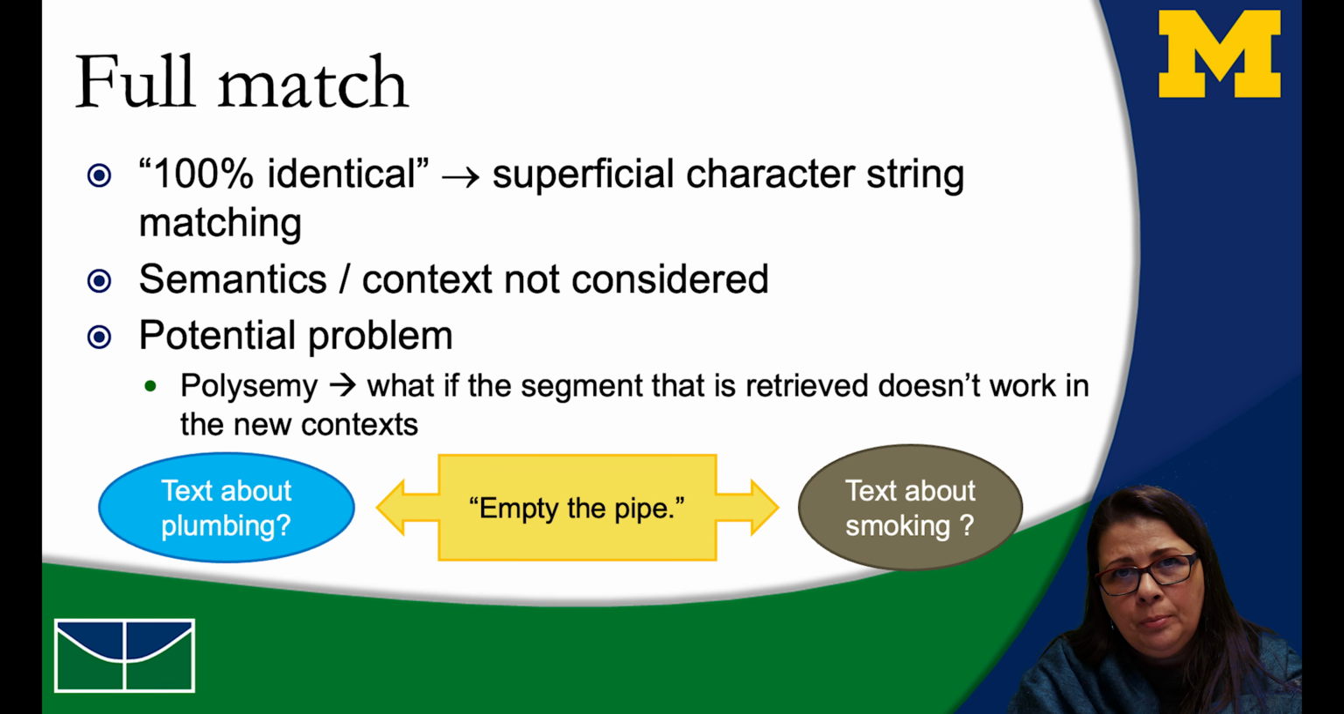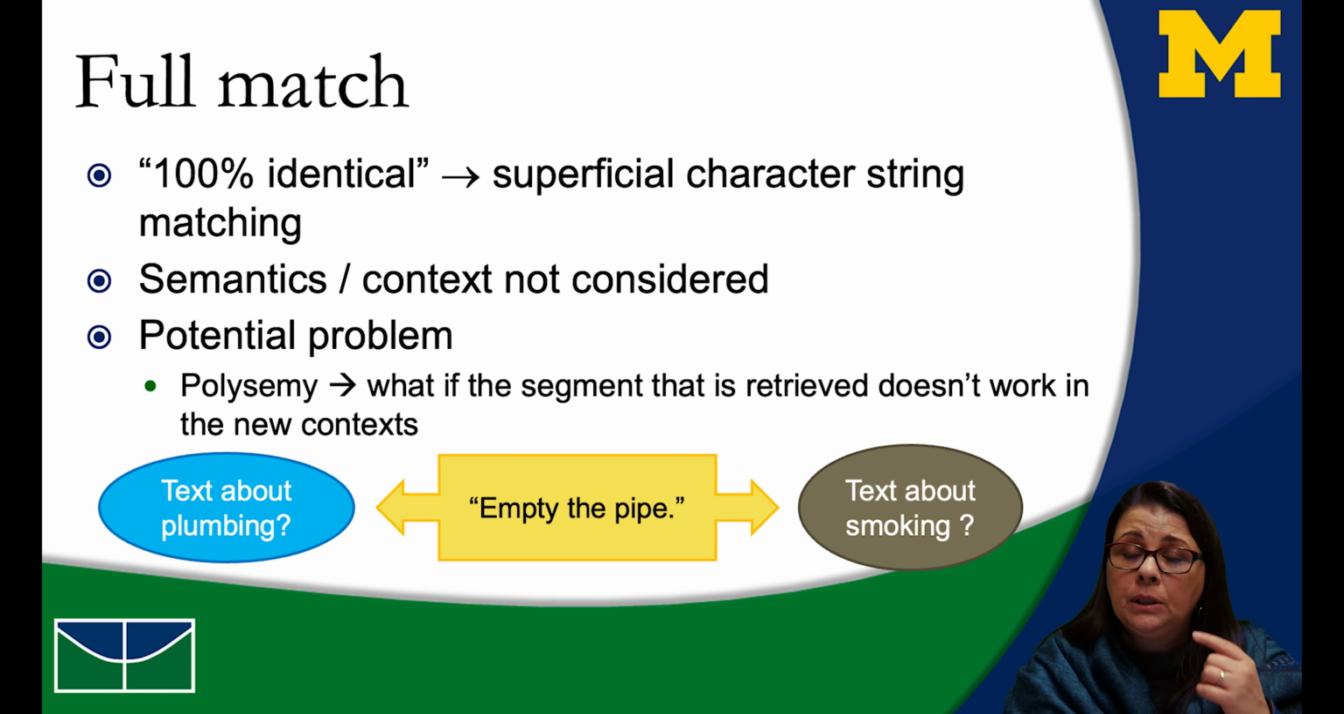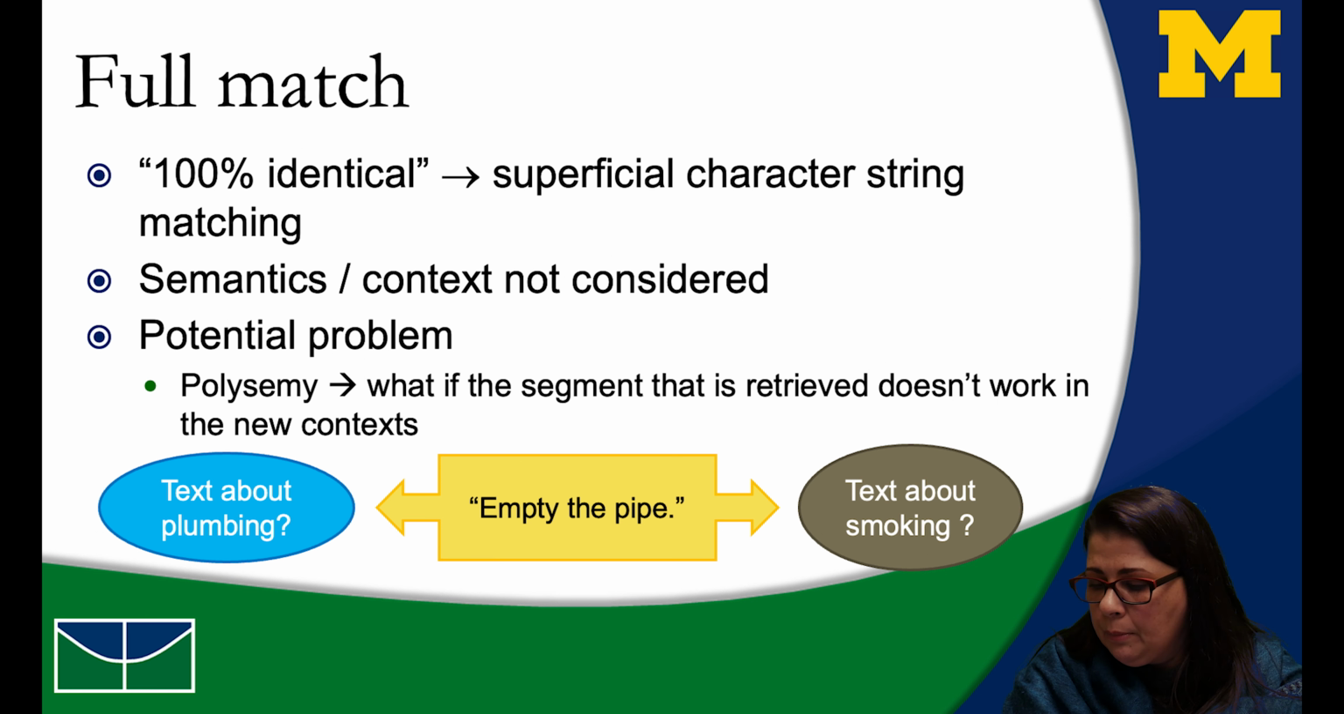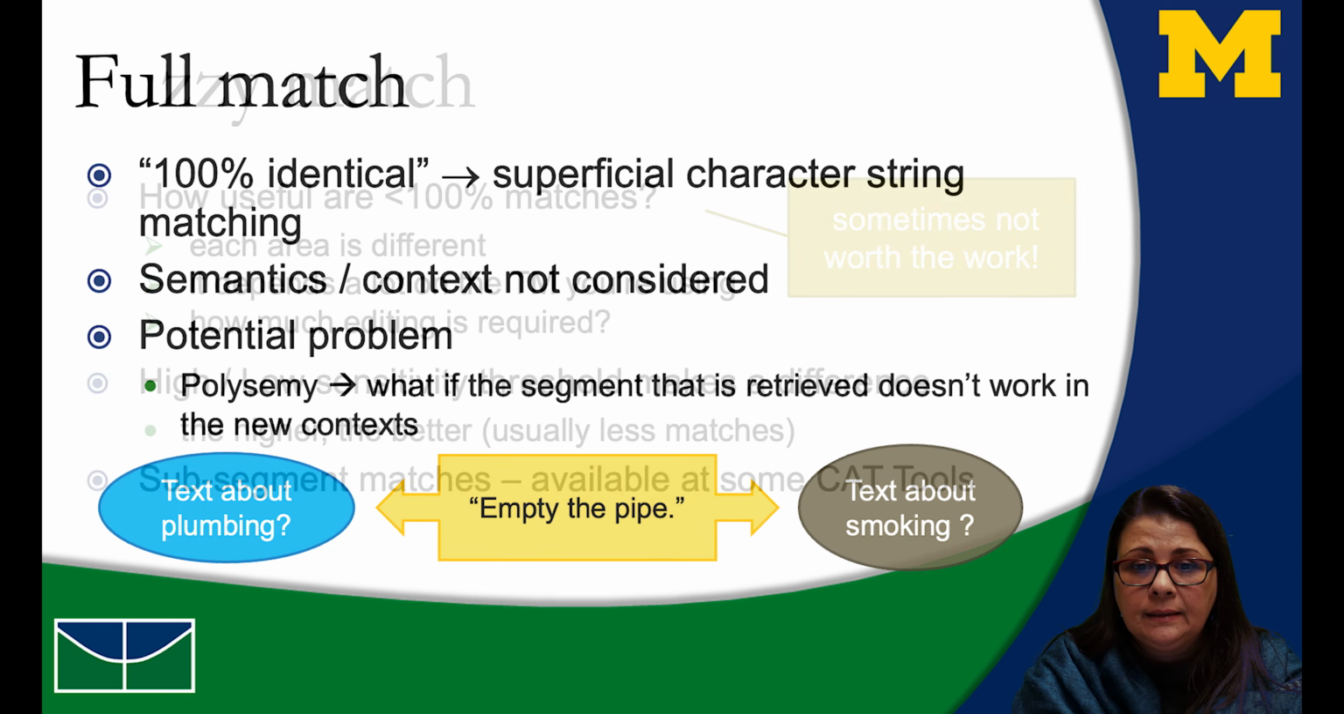So again, even if the computer is telling you this is a full match, you have to check your context, because we have cases of synonyms or polysemy, homonyms. In this example, if we're talking about emptying a pipe, we can be in the context of smoking or in the context of plumbing. So we have to pay attention to our context.